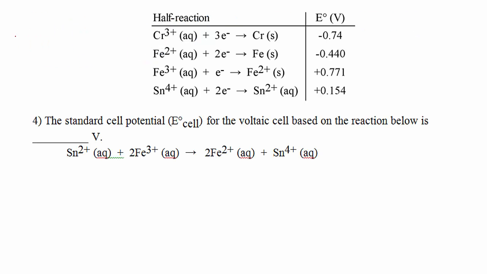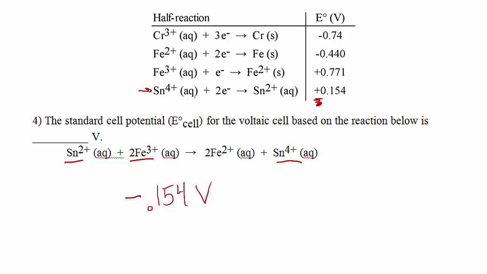All right, so we got some half reactions here with E0s, and we're going to calculate the potentials. The standard cell potential for the voltaic cell based on the reaction below is blank. So we look, what's happening to Sn plus 2? It's becoming Sn plus 4. So we find that reaction, and I found it here, but it's the opposite. If the reaction that we're having is the opposite of what's on the chart, we just take the opposite sign of that number. So the potential for that happening is negative 0.154 volts.